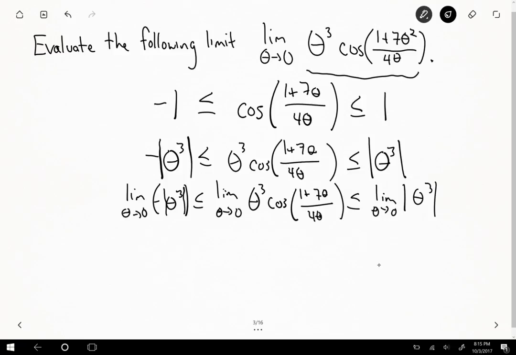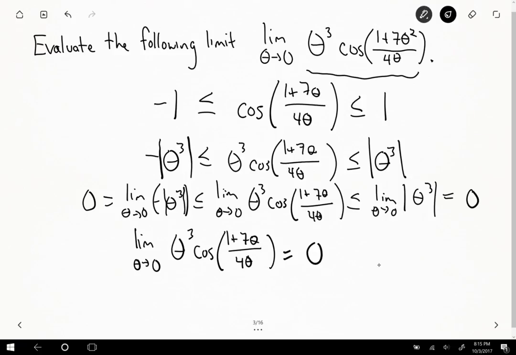But the left-hand limit as theta approaches 0 of negative theta cubed, whether it's absolute value or not, you get 0. And the right-hand limit as theta approaches 0 of theta cubed is 0. So notice this limit has to be a number between, and possibly equal to, 0 and 0. Well, the only number between 0 and 0, what do we get? Well, we get the limit as theta approaches 0 of theta cubed cosine of 1 plus 7 theta, divided by 4 theta. That has to equal 0. And the reason why is by the squeeze theorem.